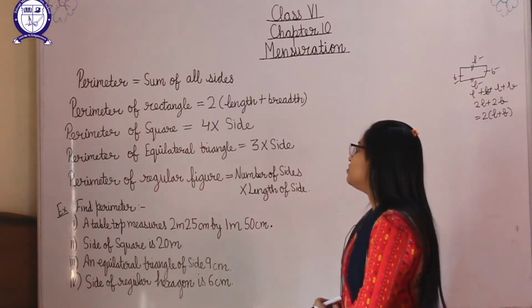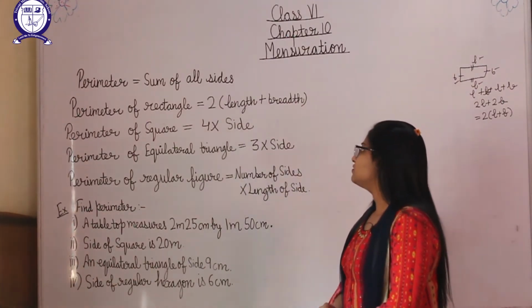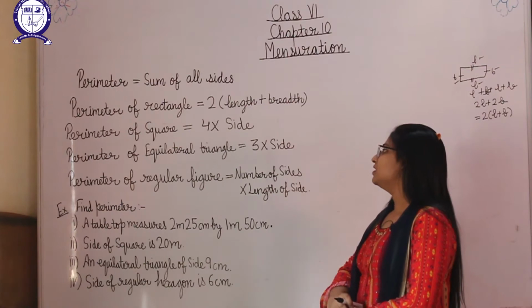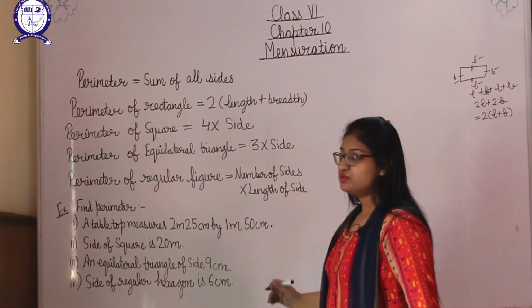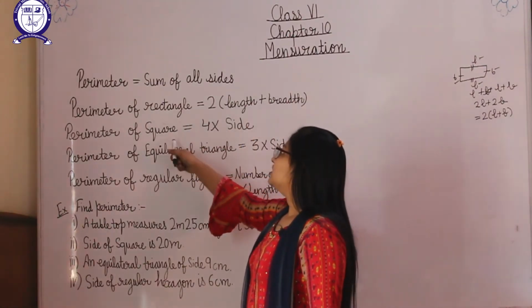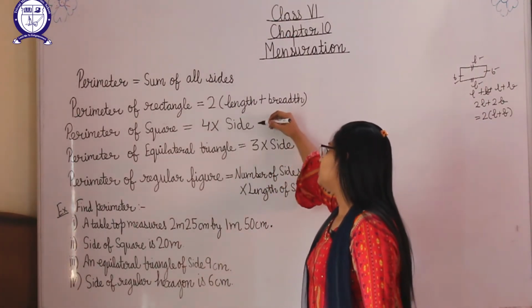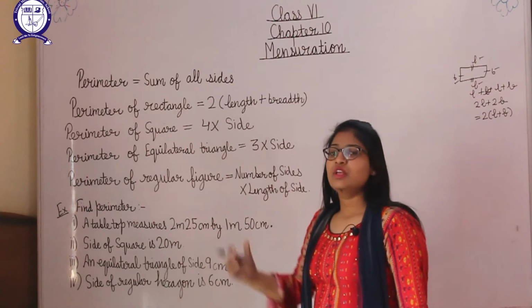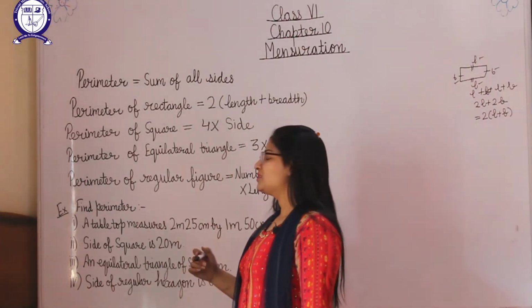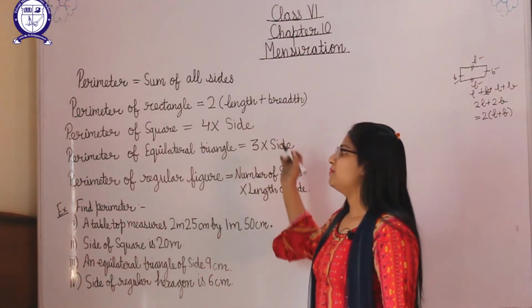Okay, now there is the perimeter of a square, and its formula is 4 into side. Why is it 4 into side, students? Because we know that in a square all the sides are equal, right? It means if all the sides are equal and there are 4 sides, then side plus side plus side plus side, 4 times, will be 4 multiply side.